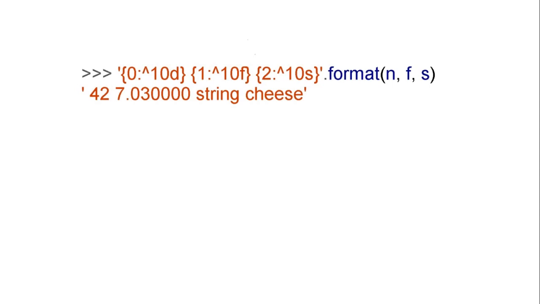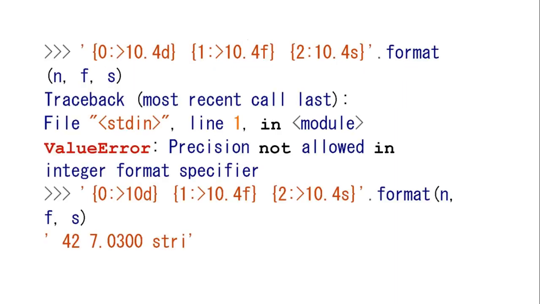There is one change from old style. The precision value still means the number of digits after the decimal for floats and the maximum number of characters for strings, but you cannot use it for integers. The final option is the fill character. If you want something other than a space to pad your output field, put it right after the colon, before any alignment character: greater than, less than, or width specifiers.